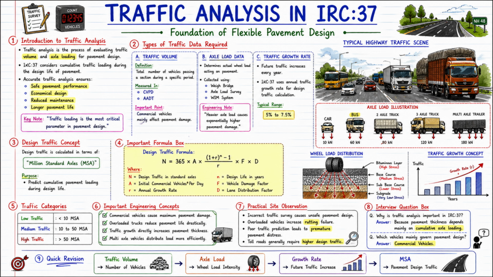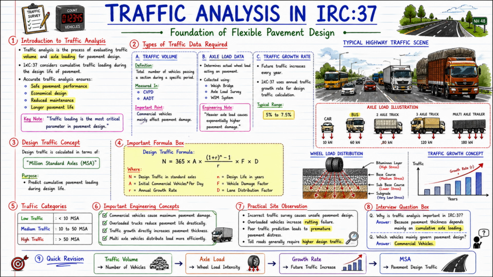Now let's look at the sixth topic on the slide: important engineering concepts. Commercial vehicles cause maximum pavement damage. Overloaded trucks reduce pavement life drastically. Traffic growth directly increases pavement thickness. Multi-axle vehicles distribute load more efficiently. Now this is the actual field logic.